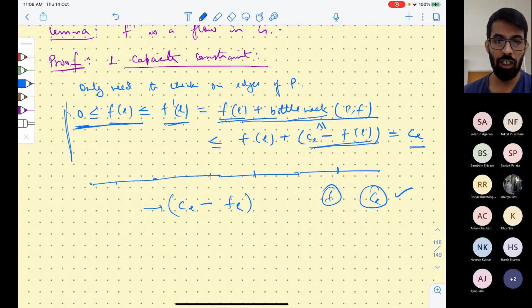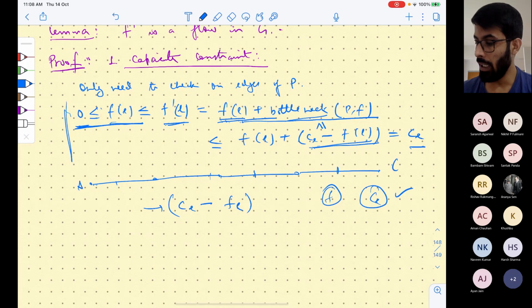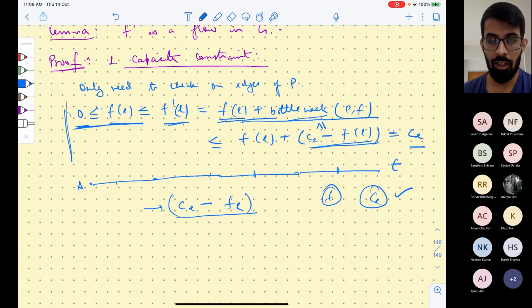But if you have any questions about what I have written, please ask quickly, or about the intuition. The maths, you can work it out. So this is the path from S to T. We look at the minimum value of C minus fe, and we increase only by that much.